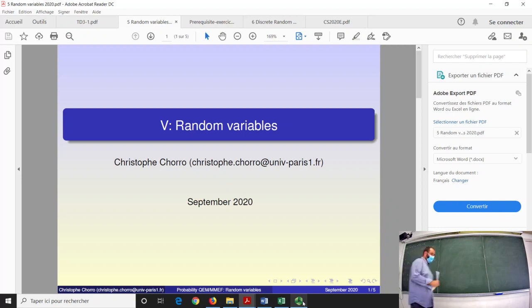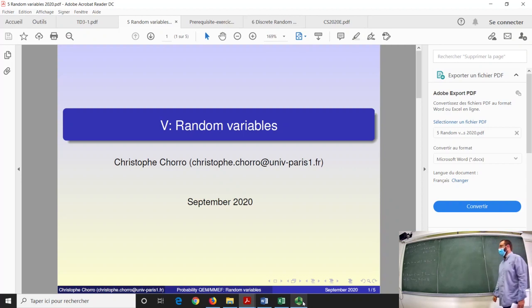Okay? So x is just the number of times I have to flip before having the first head. Okay, so it means that if x is equal to 1, I obtain directly head on the first toss. If x is equal to 2, it means that I have obtained tail and head. If x is equal to 3, tail, tail, head, and so on.